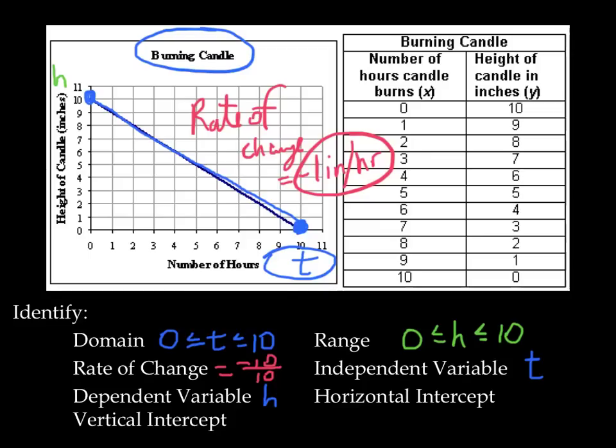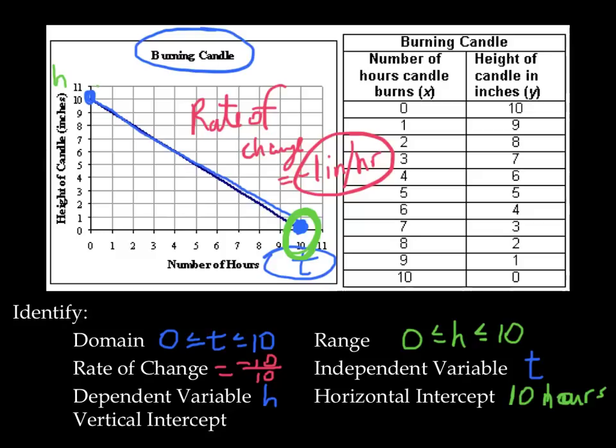It depends on time. For the horizontal and vertical intercepts, we can see them here. This is the horizontal intercept, the point where the graph intersects with the x-axis, or the t-axis in this case. So the horizontal intercept is 10 hours. And usually that carries some meaning. In this case, 10 hours represents how long it takes to complete the burning.